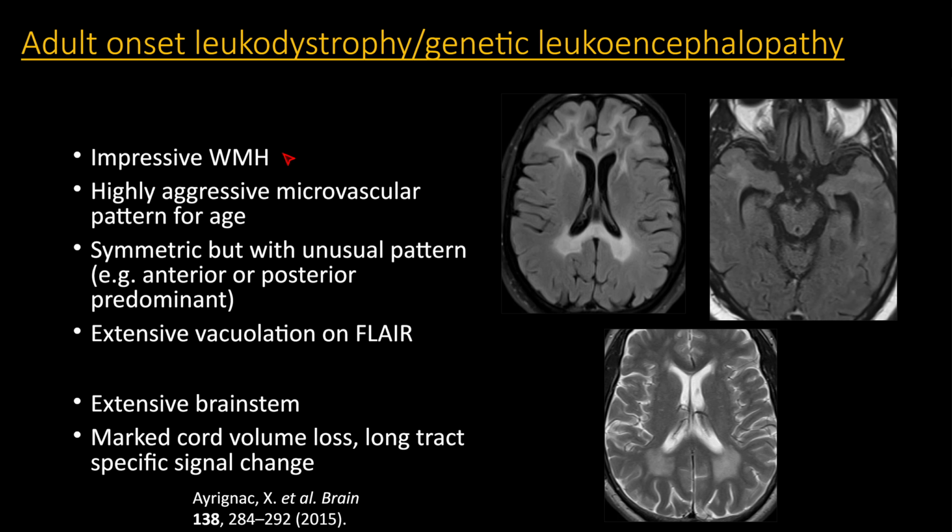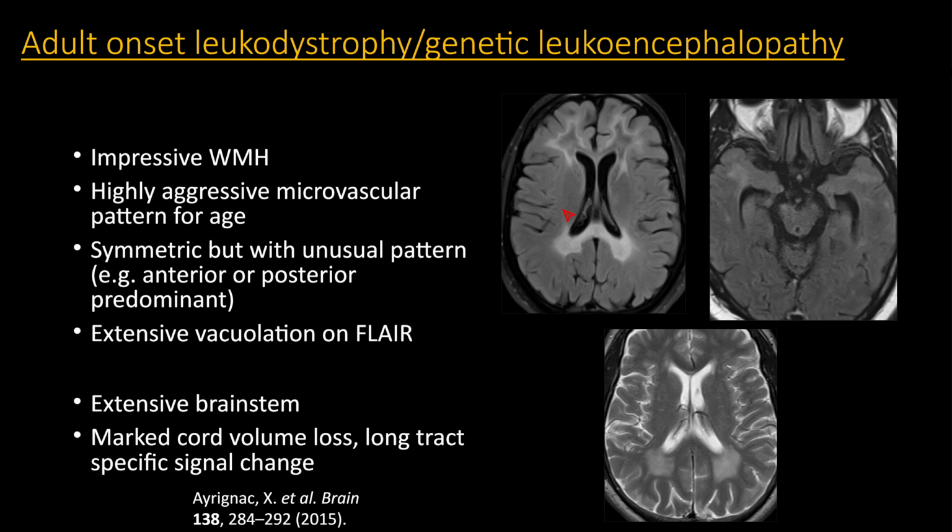But some of the things that can make you think of these would be very impressive white matter hyperintensities that are very symmetric. If you see something that looks like a highly aggressive microvascular pattern of white matter hyperintensity for age, or symmetric hyperintensity with an unusual pattern, like if it's really posterior predominant, you can think of these genetic conditions.